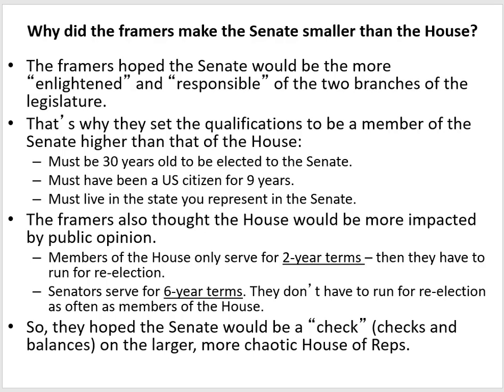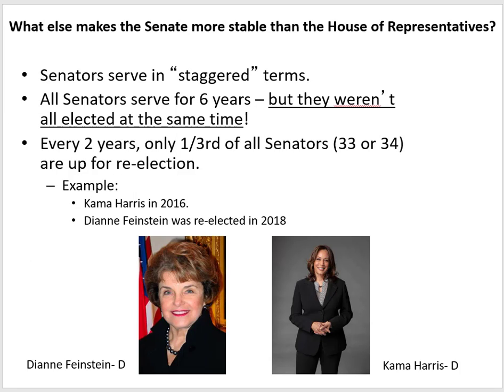Then the representatives have to run for re-election. Now, what's different here and important to note, the senators are elected and serve 6-year terms. So they don't have to run for re-election as often as members of the House. There was hope that the Senate would check the larger, more chaotic House, where it is more difficult to develop legislation and make compromises. It was hoping the Senate would provide that balance.